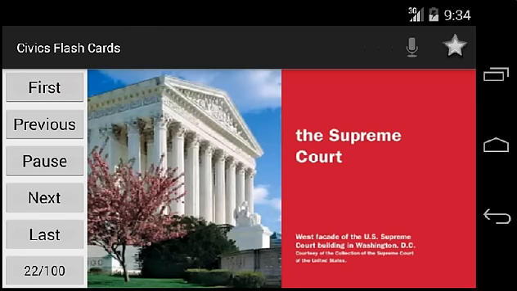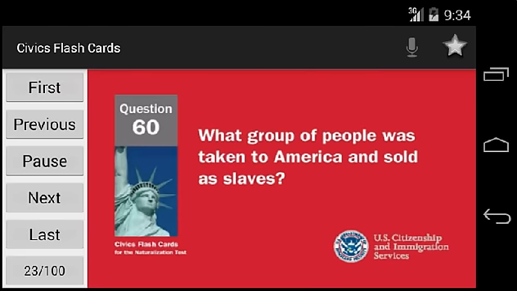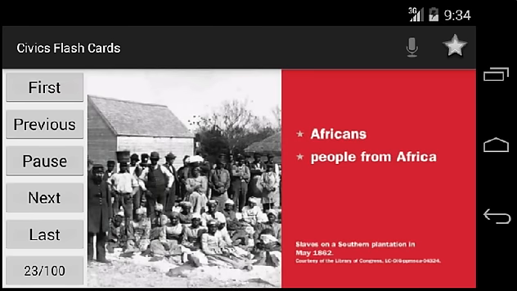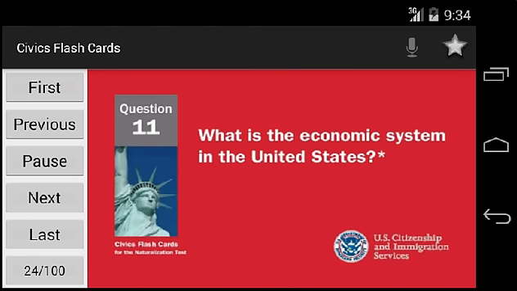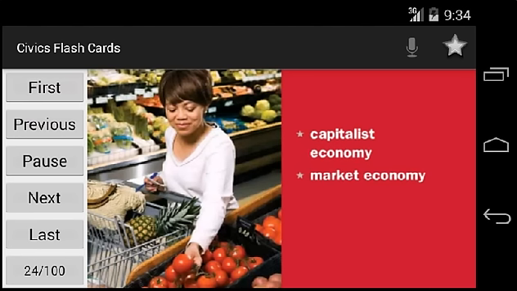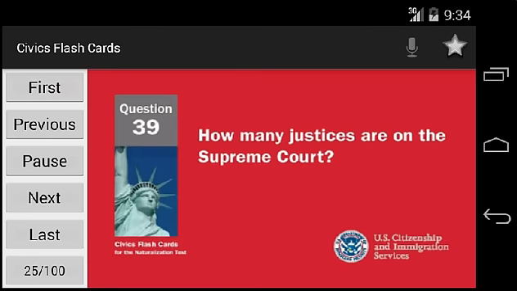What is the highest court in the United States? The Supreme Court. What group of people was taken to America and sold as slaves? Africans. People from Africa. What is the economic system in the United States? Capitalist economy. Market economy.